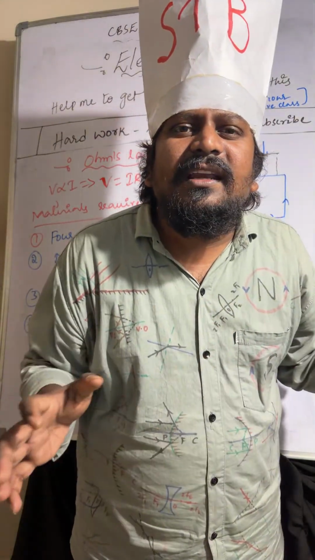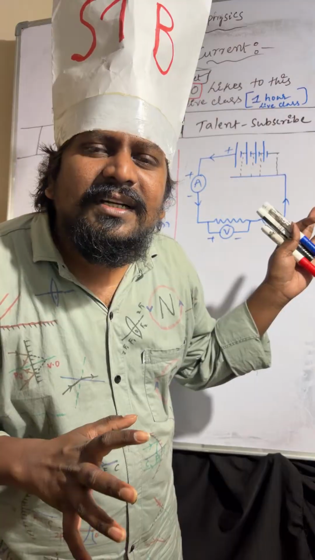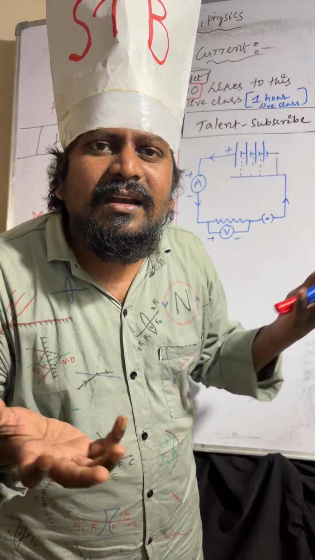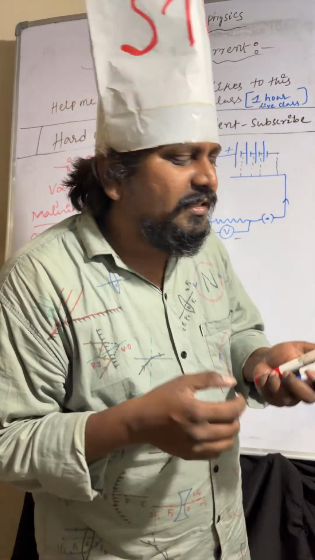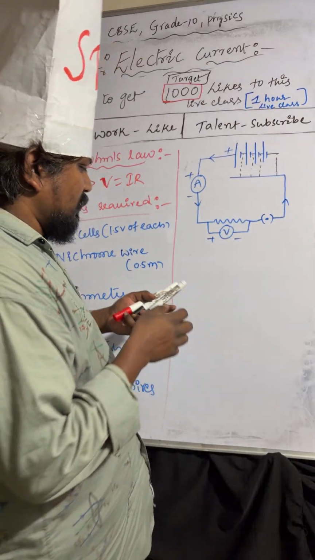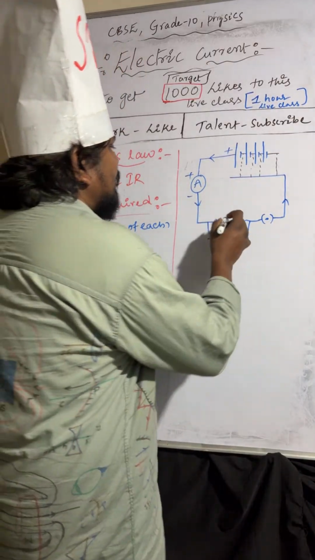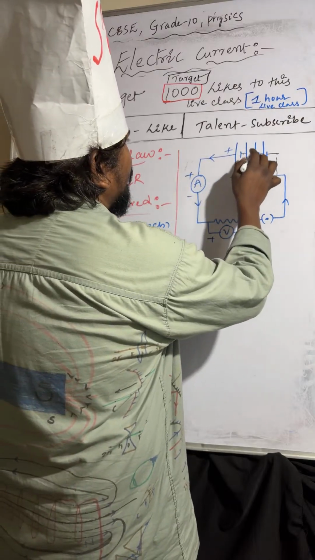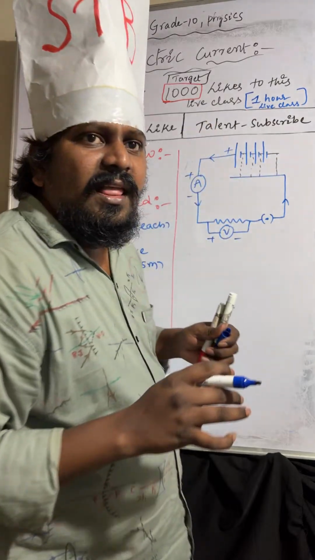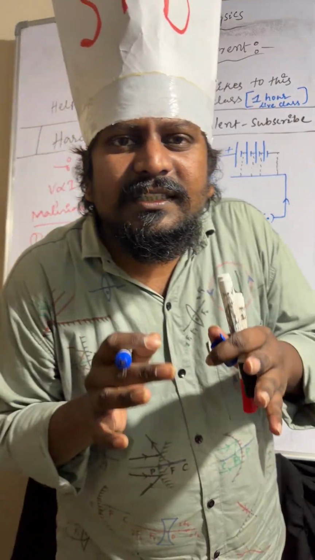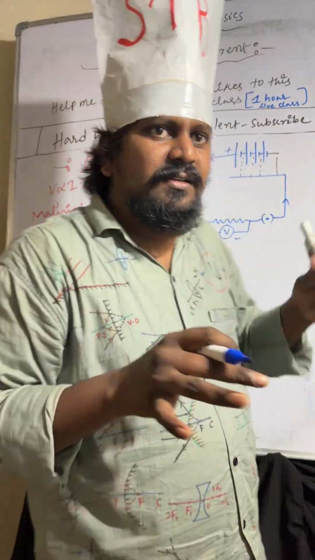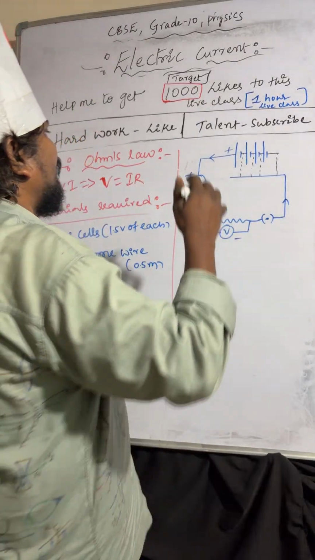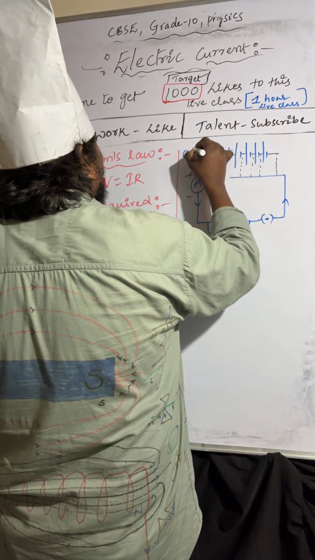Then observe the reading of the ammeter and voltmeter. What is the ammeter reading? Current. What is the voltmeter reading? Potential difference. So this is the resistor, 0.5 meter length, 4 cells, 1, 2, 3, 4. Each cell potential is 1.5 volts, right? So these are the materials. This is the circuit diagram.